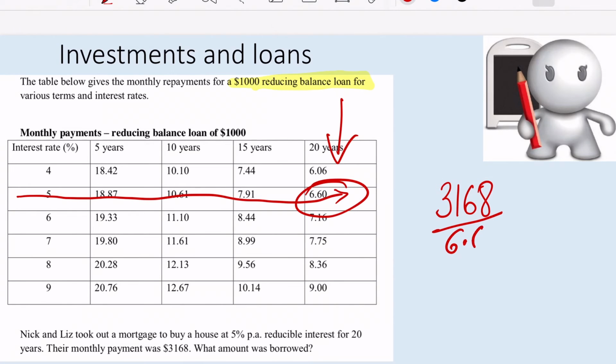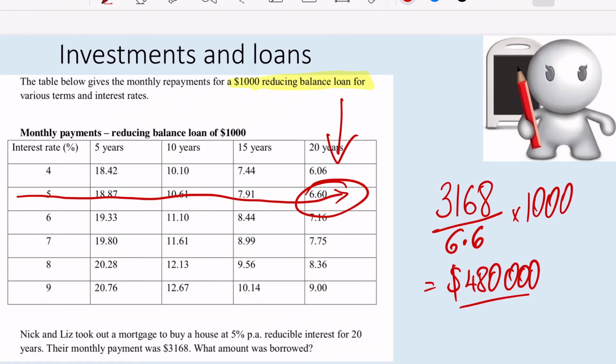So remember, your repayment for each $1,000 is $6.60. Okay, so I'm going to divide by $6.60, but don't forget I need to multiply it by 1,000. Now you do all of that and you're going to get 480,000, and that's how much they borrowed.